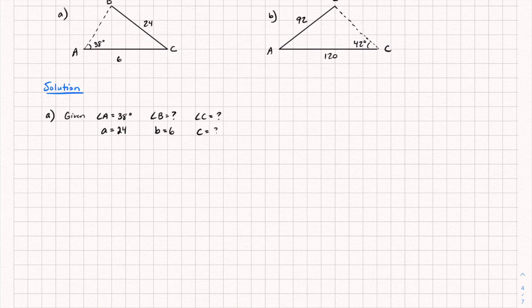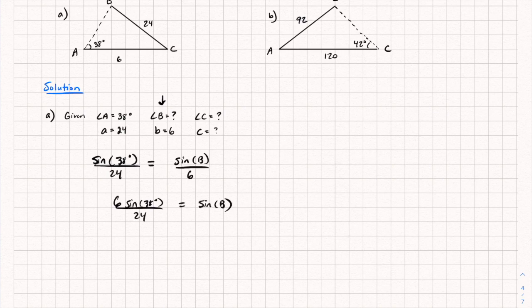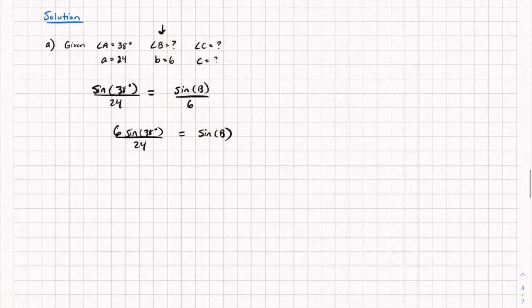So the only thing I can really do here is, using the law of sines, solve for the missing angle. I'm going to say sine of 38 over 24 is equal to sine of B over 6. I'm going to cross multiply the 6 over, divide by 24. This is going to give me sine of B. Now that decimal, to make sure that we're going along the right track, is 0.153915.